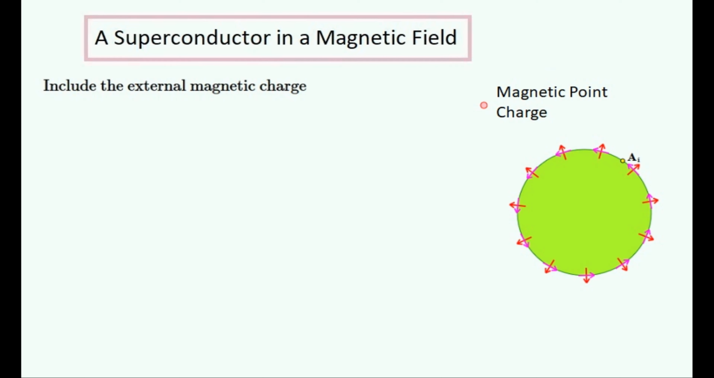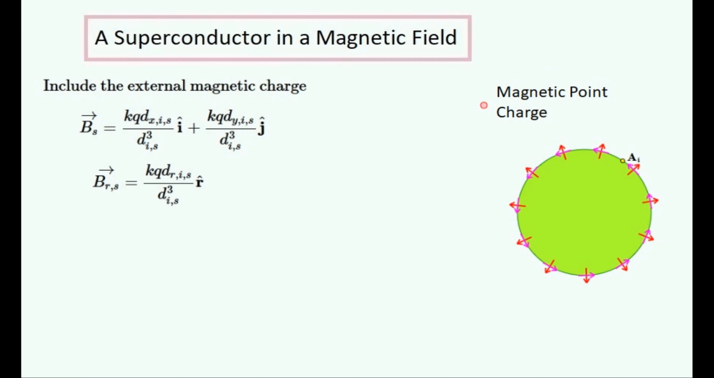The next step is to include the magnetic point charge in this calculation, which induces the dipoles in this superconductor. It needs to be non-zero, otherwise all of the dipoles will equal zero. So this is what the magnetic field of this magnetic charge is. If you'd like to see how to get it more precisely, I'd refer you to my video on a conductor in an electric field. And this is what the radial component of this magnetic field is.